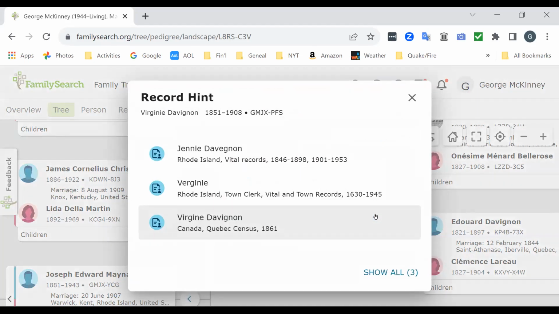Okay, so here are record hints that are in FamilySearch. So here's Rhode Island Vital Records, okay? And here is a Canadian census, 1861. She would have been an infant, okay? So there are a lot, and some of this is unique. The question we had was, why would you look at different sites? And the answer is because some of them have information that others don't.